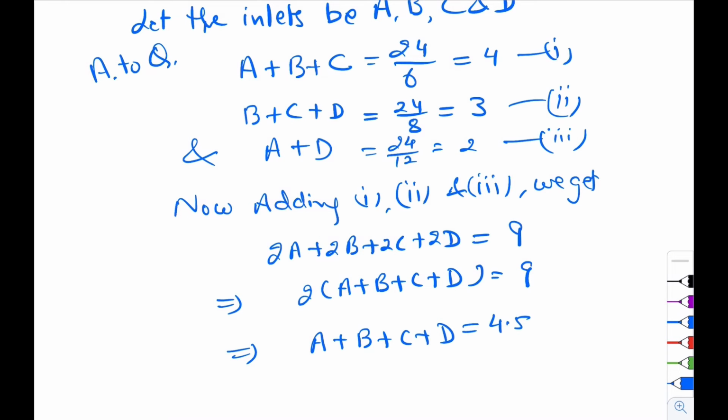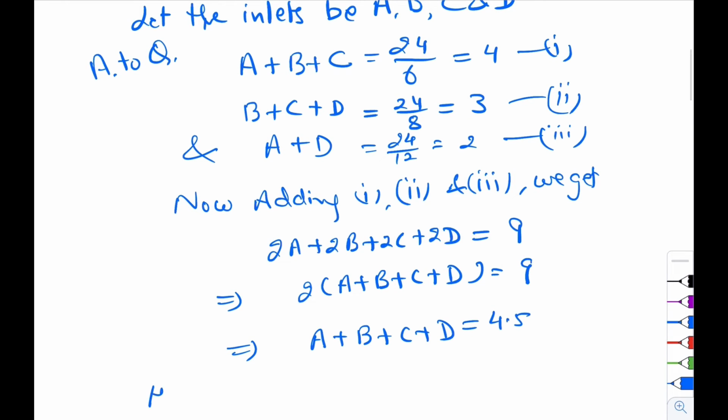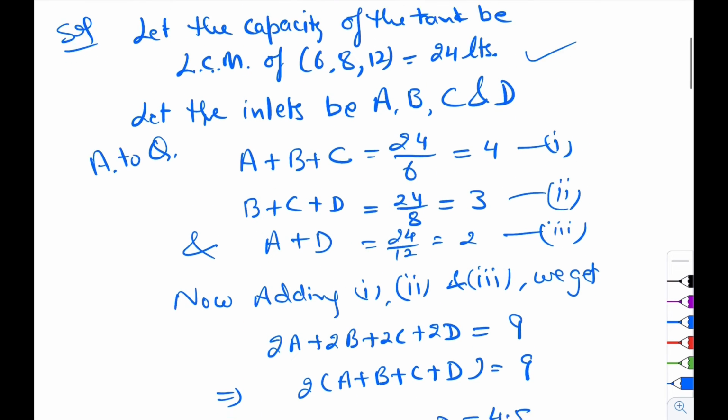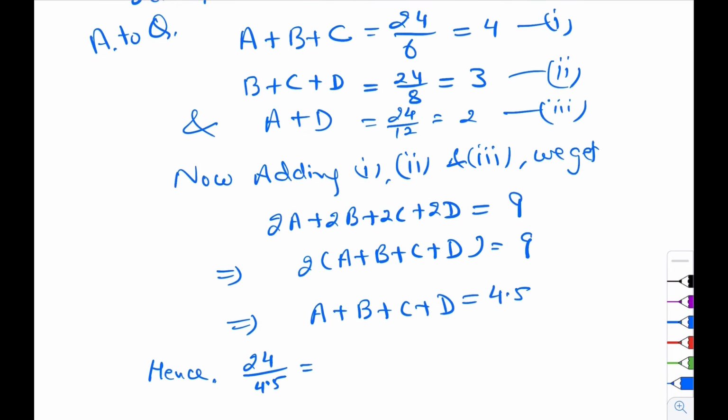Now, hence 24 upon 4.5. Because all four together, A plus B plus C plus D, equal to 4.5 and we took the capacity as 24 liters, so 24 upon 4.5 equal to 5 hours and 20 minutes.